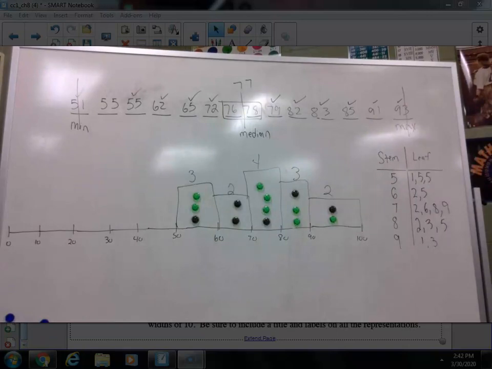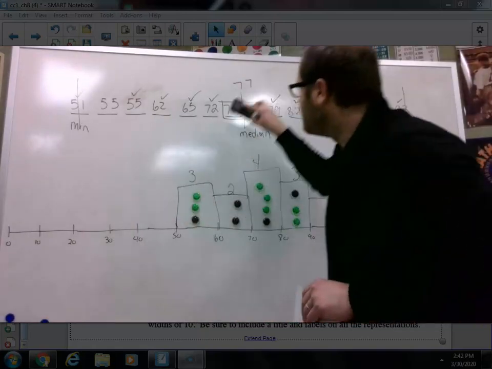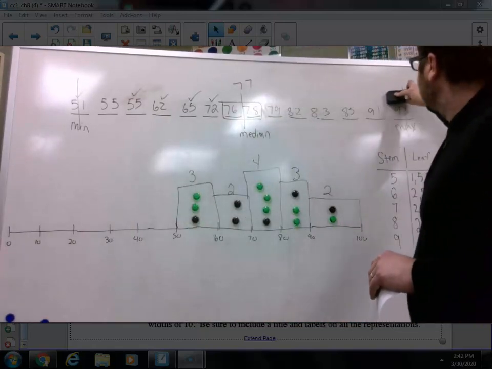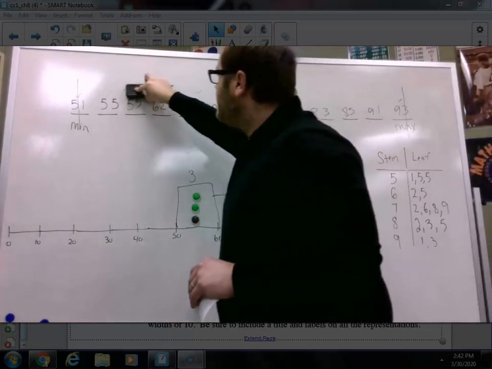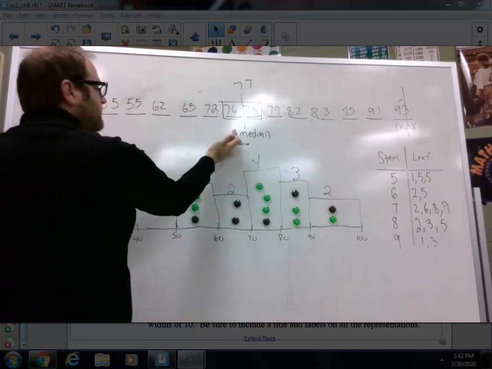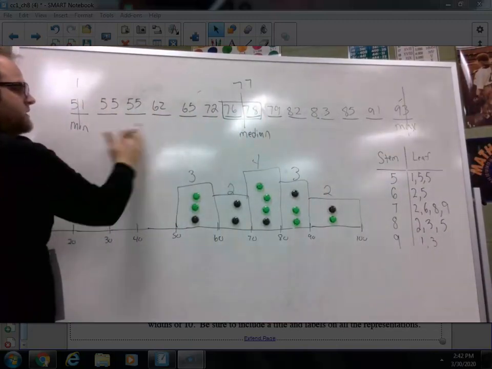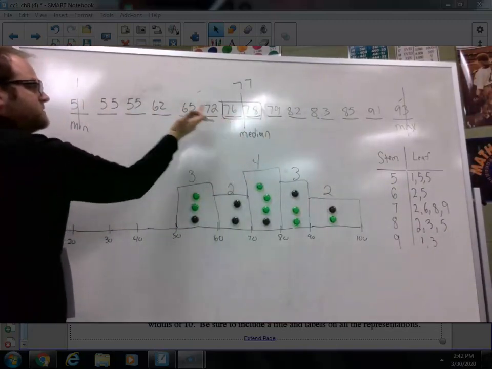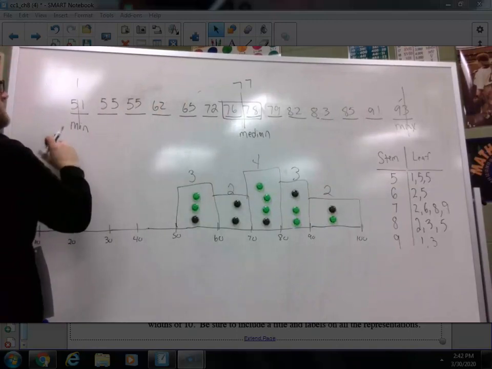Okay? So the other 2 points we need are our lower and our upper quartiles, or our quartile 1 and our quartile 3. All right? So I'm going to go ahead and erase my check marks, because all we're doing now is finding the median of our lower half. So everything to the left of the median. Okay, so that doesn't include 77, but everything to the left of 77.